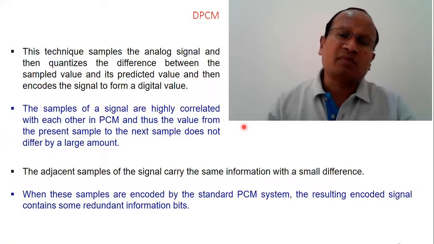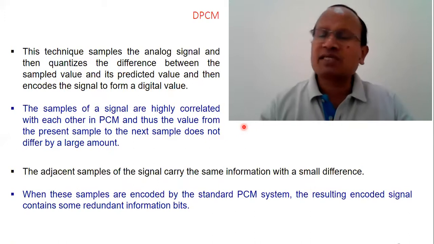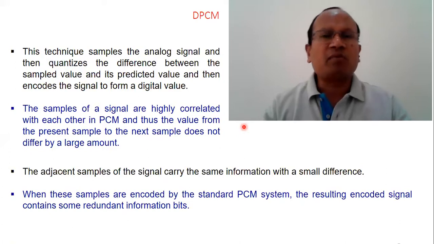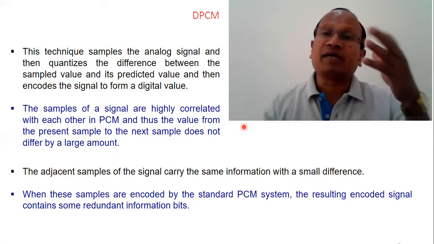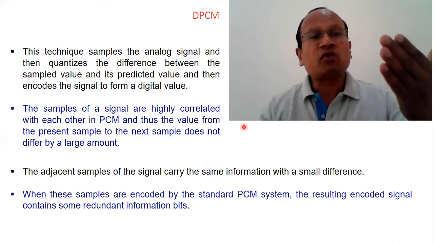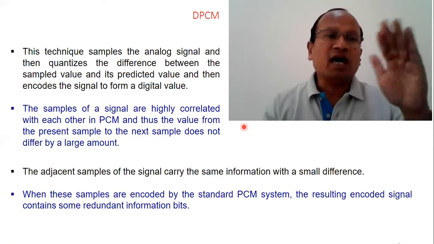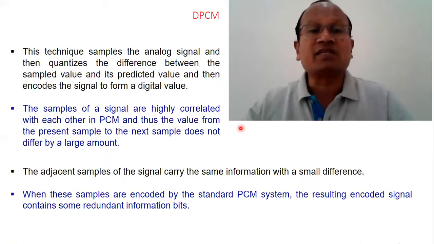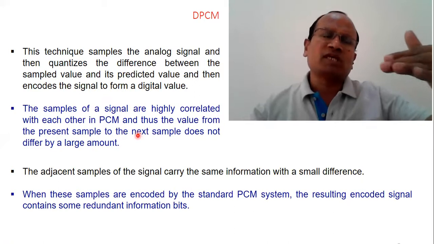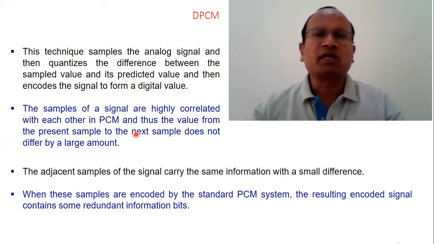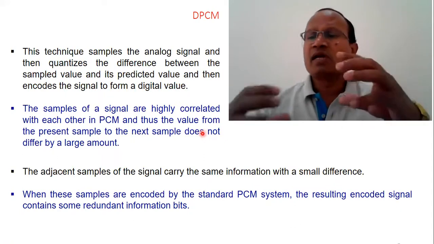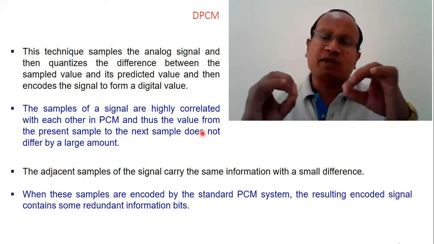Then comes DPCM, as I told you in the beginning. There is a problem in PCM. What is the problem? There is redundancy of bits involved. Why? Because we quantize all the samples, and then all the samples after quantizing are encoded. But we know that when we see the samples in the sampled output, the PAM output after sampling, many samples are highly correlated. Many samples have very slight difference between them.